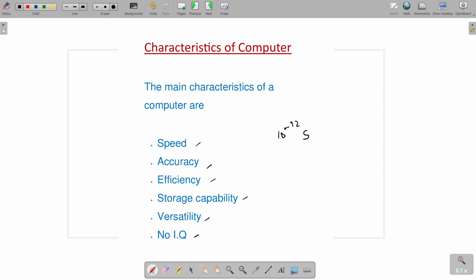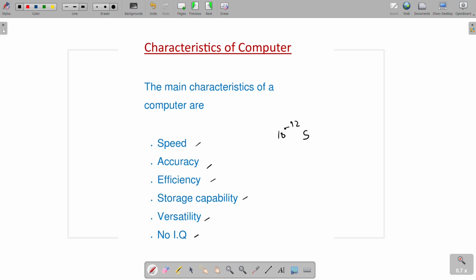And the next one is storage capability. Large volumes of data and information can be stored in the computer, and whenever we need, we can retrieve the information also. So a computer has large storage capability. Versatility. Computers can carry out a wide range of work, from data entry or ticket booking to complex mathematical calculations or continuous astronomical observations. If you put in the necessary data with the correct instructions, the computer will do the processing part.